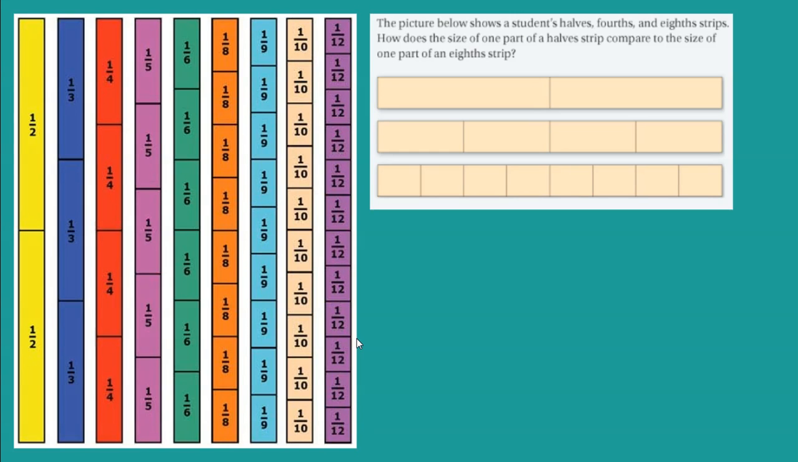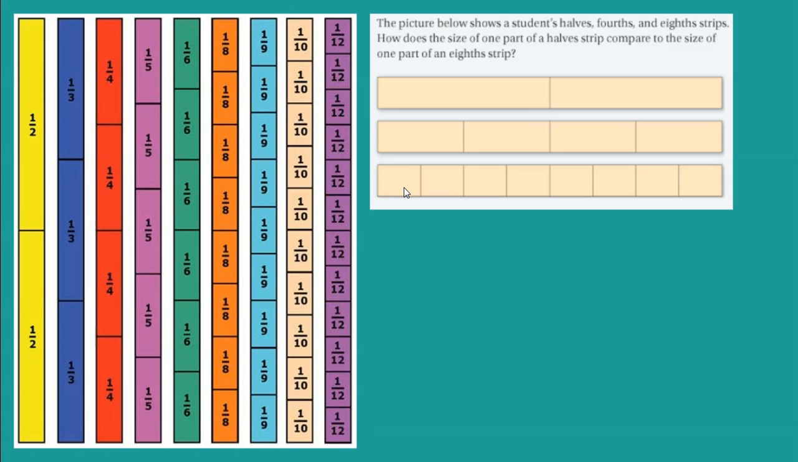The picture below shows a student's halves, fourths, and eighths strips. How does the size of one part of a half strip compare to the size of one part of an eighth strip? So the question that we're being asked is, what is the comparison? So from here to here, a 1/2 strip compared to a 1/8 strip. So think about that. We're comparing it. How does the size of the half compare to the size of 1/8? Any idea?